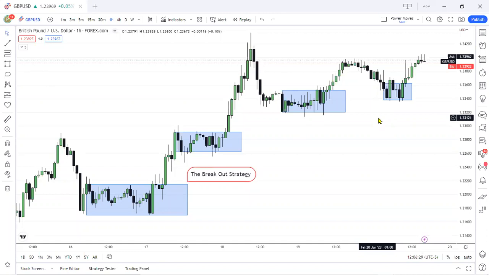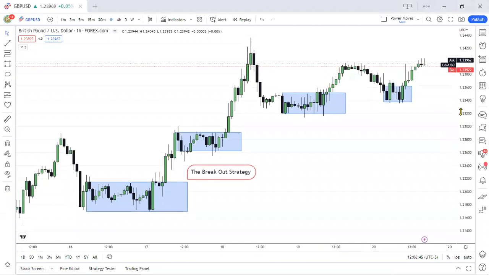And in today's session, I'm going to go over a quick strategy to help you guys out. It's called my breakout strategy. And inside the breakout strategy, if you're patient enough to wait, there are some great things that can happen, especially when you're looking at the charts.